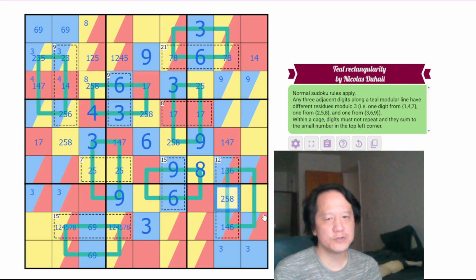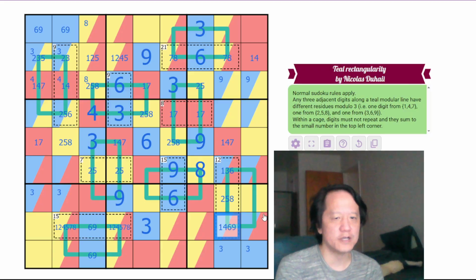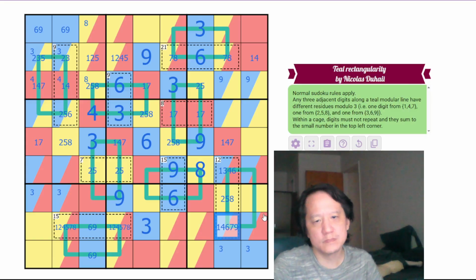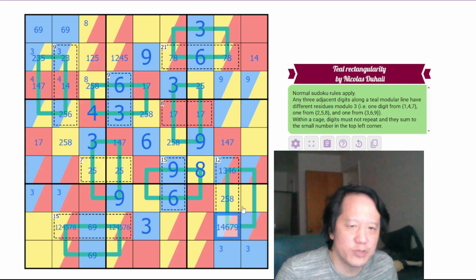Or you could have 2 here, which means the remaining 2 digits must add up to 10. So you could have 1 and 9. 3 and 7. Or 4 and 6. Pretty broad.